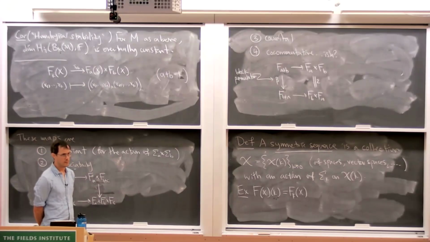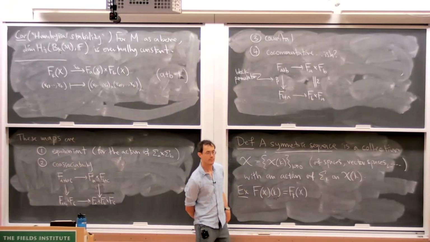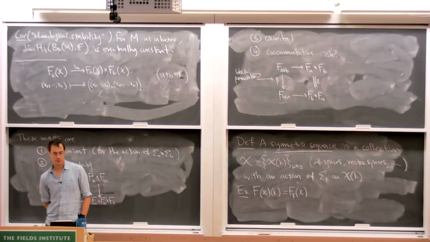So f of x is now all the f's together? Yes. Yeah, it's this f of x, the symmetric sequence that associates fk to the number k. Yeah. Other questions?